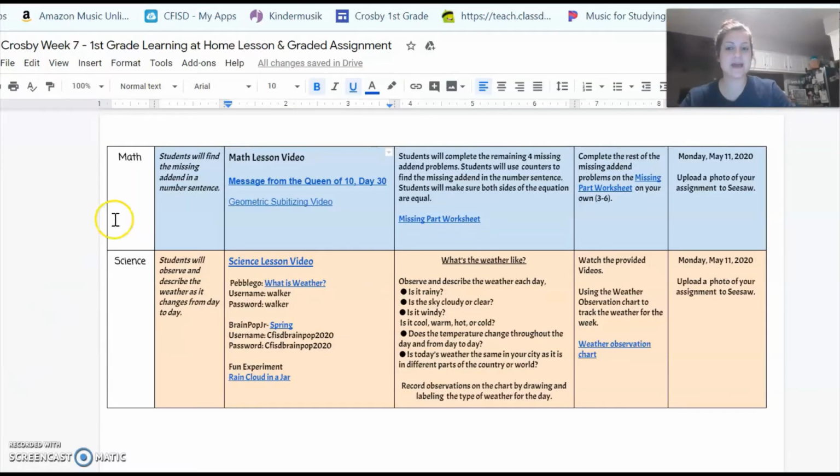We are going to learn something in math that's going to blow your mind. We are going to learn what's called unknown addends. It's a fancy way to say missing part. Is that new? No, we've done missing parts. All right, so before we get into that, I also have linked here another geometric subitizing video. This is the one from the district for extra subitizing practice, okay? So now let's get into our lesson.